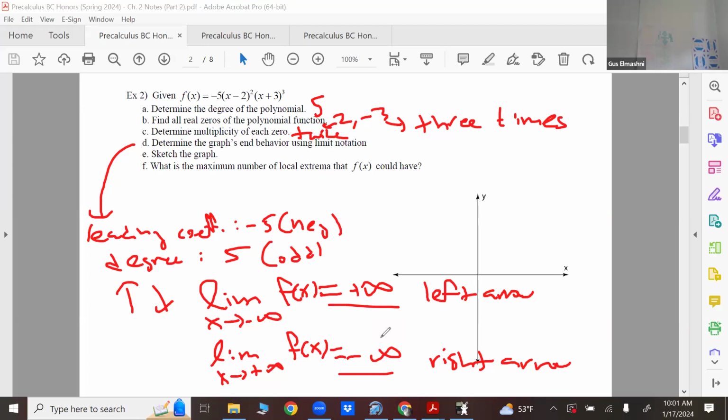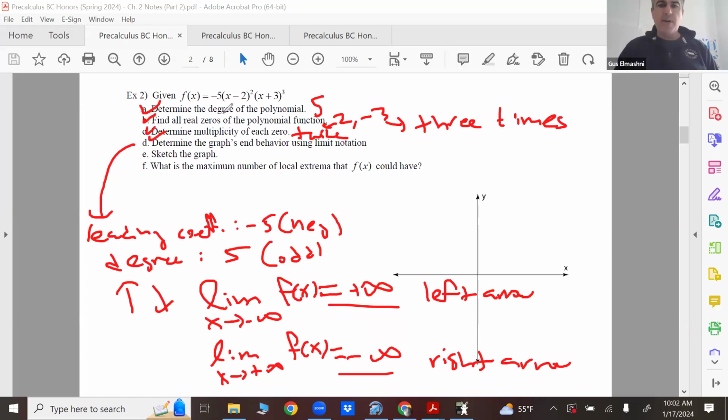So if you think of it like that, you'll be fine. If you have even degrees, of course, arrows go in the same direction. Positive pointing up, negative pointing down. And of course, if I have a positive leading coefficient with odd degree, it's reversed, down, then up. Okay, so that's done. So A, B, C, D, all done.